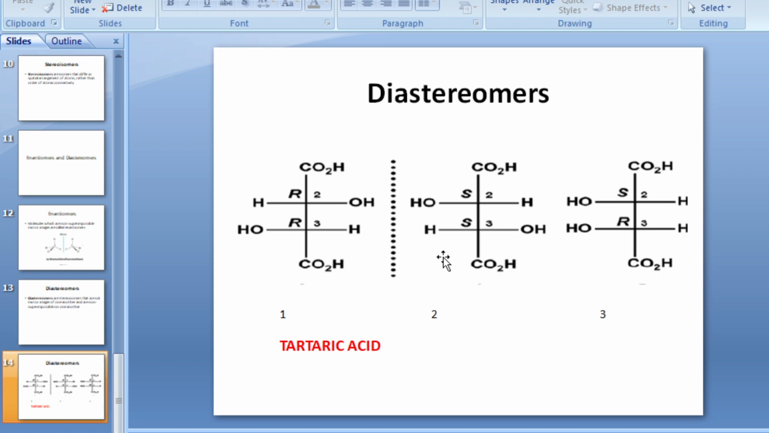These have the same molecular formula. Their difference is in the spatial arrangement of atoms. As such, you can say they are stereoisomers, and within stereoisomers, 1 and 2 become enantiomers. Here 2 and 3 become diastereomers. 1 and 3 also become diastereomers.